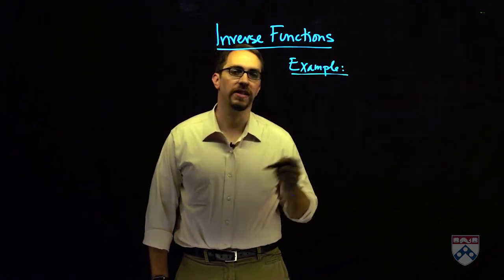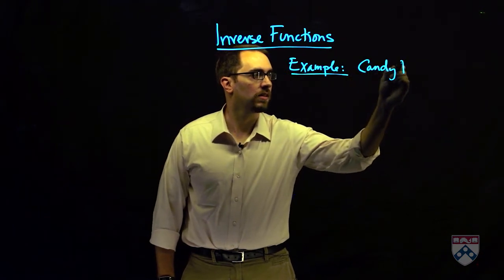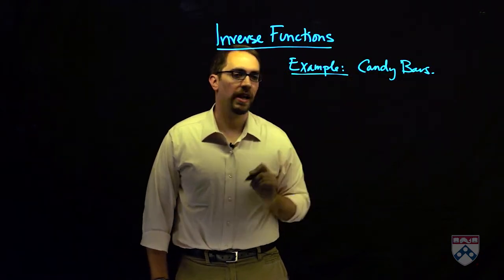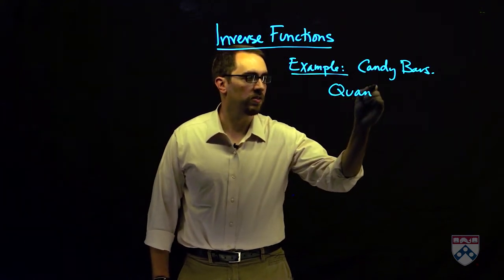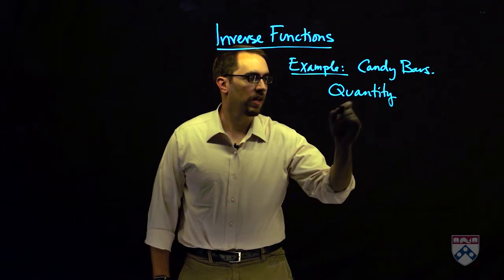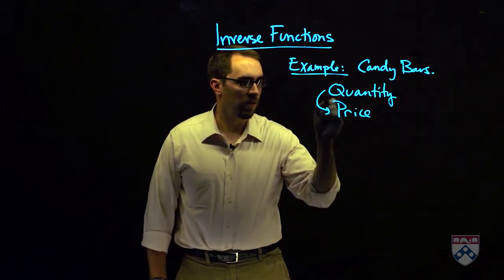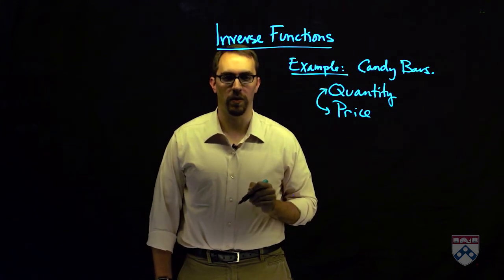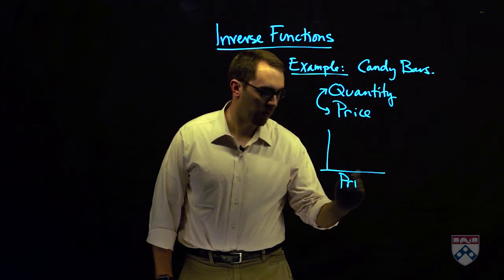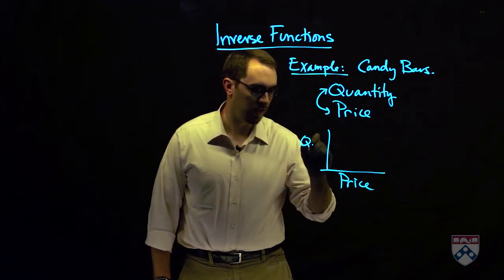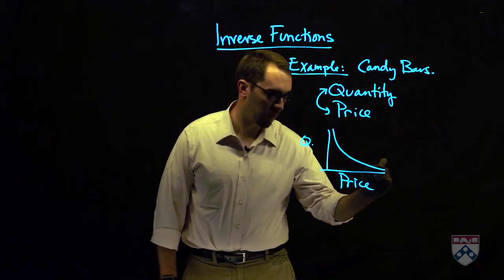Suppose that you're producing candy bars. And as a producer of candy bars, you're interested in understanding the quantity that you need to produce and the price that you sell them. And we all understand that there's a relationship between price and quantity. If you change the price, the quantity will change. And in fact, we also know what the general shape of this will be.